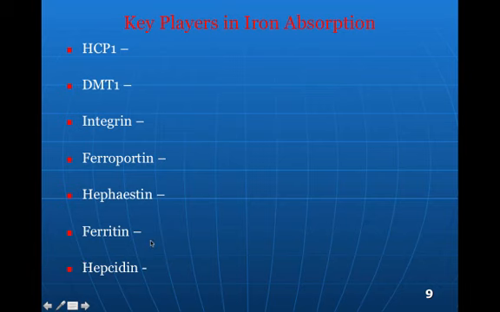So hepcidin is a hormone made by the liver, and it is a key component involved in iron absorption regulation. So hepcidin is a hormone made by the liver. When hepatic iron goes up, more hepcidin is made by the liver and released into the blood.